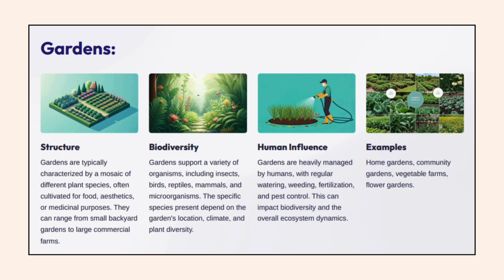So for human influence, gardens are heavily managed by humans, with regular watering, weeding, fertilization, and pest control. This can impact biodiversity and the overall ecosystem dynamics. And for examples, we have home gardens, community gardens, vegetable farms, and flower gardens.